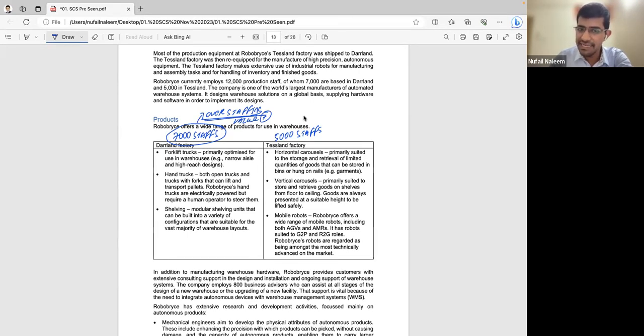But if you see the Tesla factory, 5,000 staff are there. In that case, we can't do anything, if I'm not mistaken. So this is very important: valuable staff such as research and development staff are all there in this case.